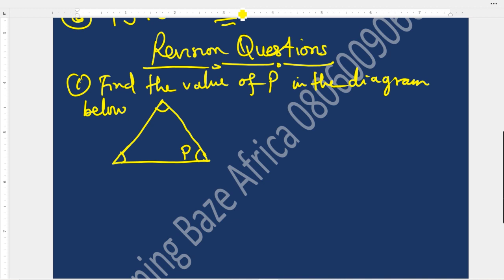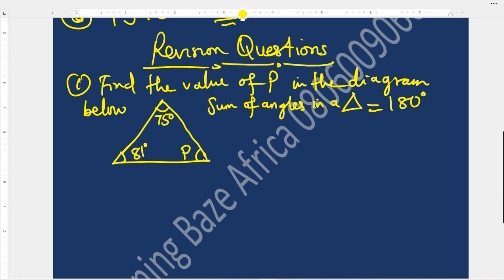So we have the value of P here. I have 81 degrees here and I have 75 degrees here. Now, when you have a triangle and one of the angles is missing, you have to find that angle that is missing. So you use this formula, sum of angles in a triangle. So sum of angles in a triangle is equal to 180 degrees.